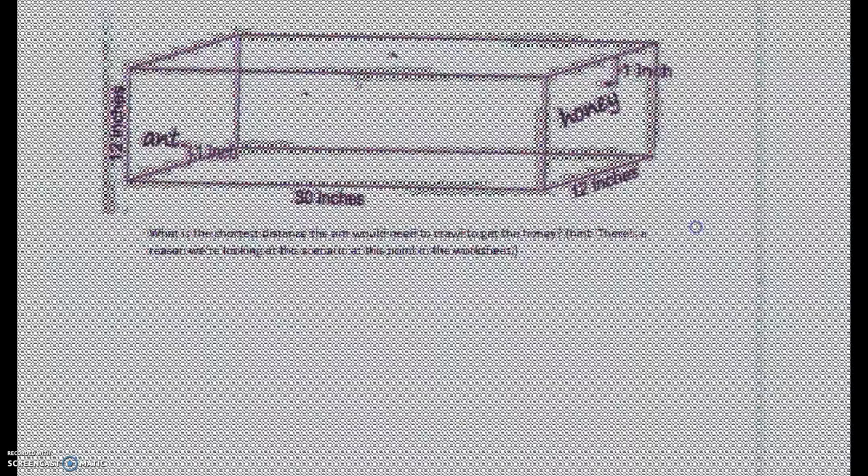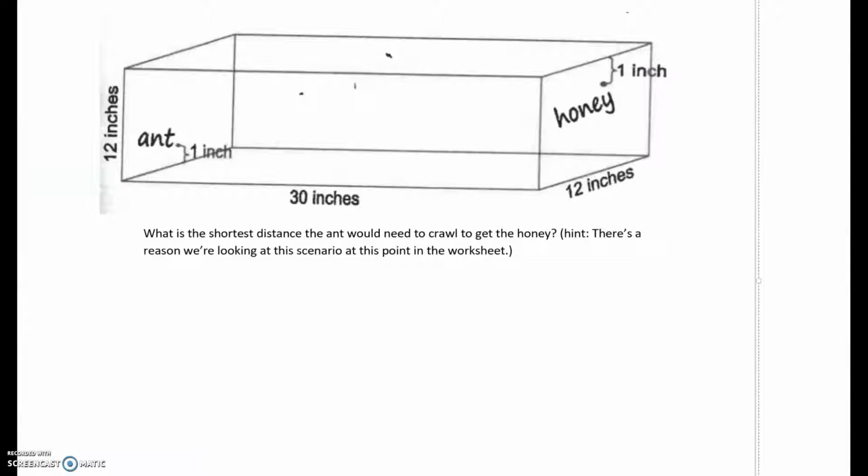Alright, so here's a question that's pretty challenging actually. On the surface it looks easy because you have this ant and the box, the rectangular prism, that has to get from the place on the left where the ant is, over to the place on the right where the honey is.